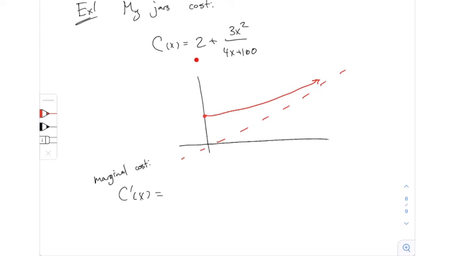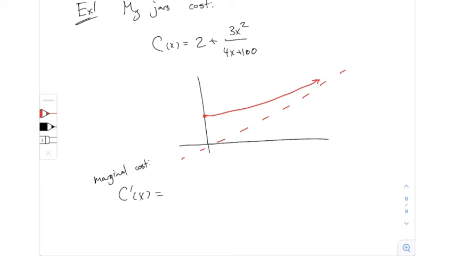What do you think? Is it too late in the day for this? I'll be taking derivatives all night long. Yeah, okay.